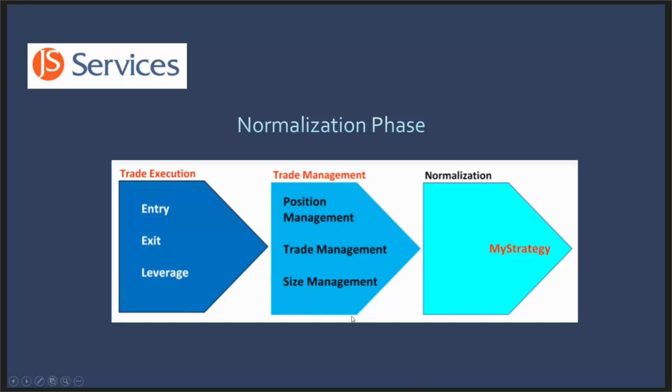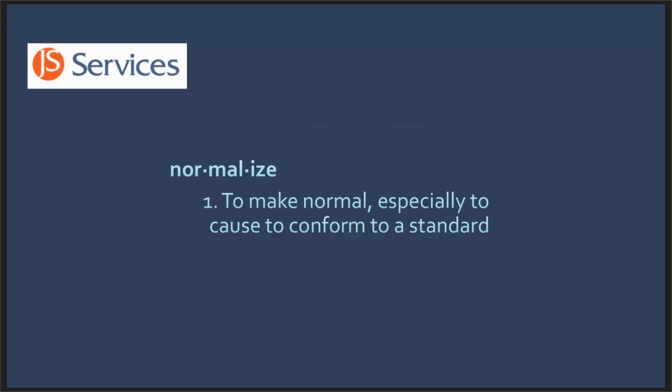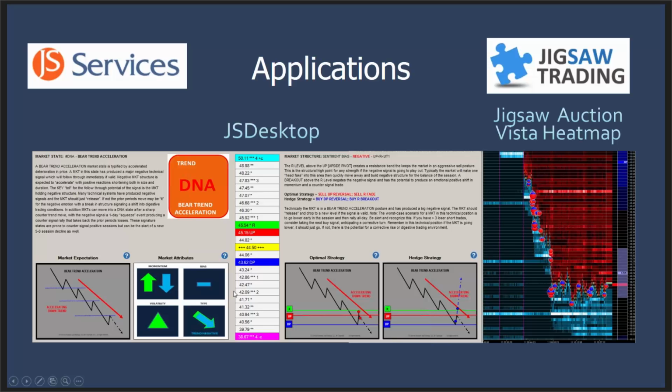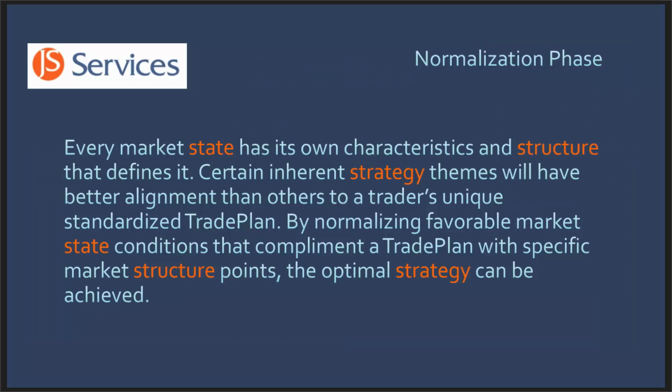And so to normalize it, we're going to use our applications for our trade execution and trade management. And so what is normalized? To make normal, especially to cause to conform to a standard. And so through JSServices Desktop and Jigsaw's Auction Vista heat map, we're able to normalize our strategies, our trade plans, into a strategy.